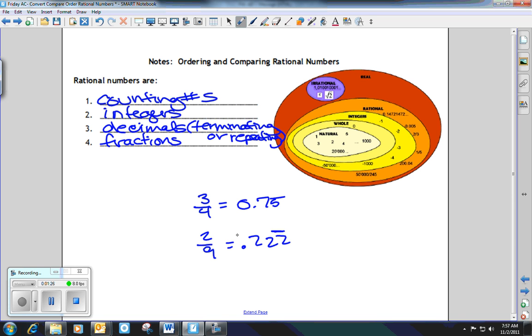Now an irrational number would be something like pi, where the decimal goes on forever. It doesn't repeat and it doesn't terminate or end up at 0. So rational numbers are all of the numbers that we have been working with so far this year. Those are called rational numbers. Okay?